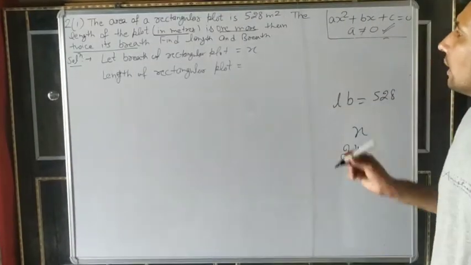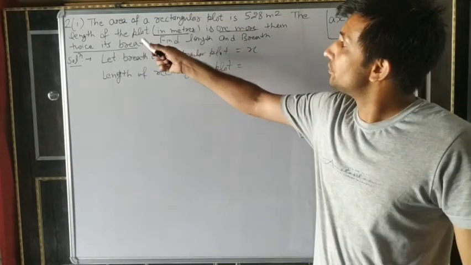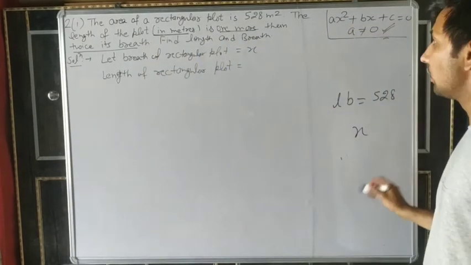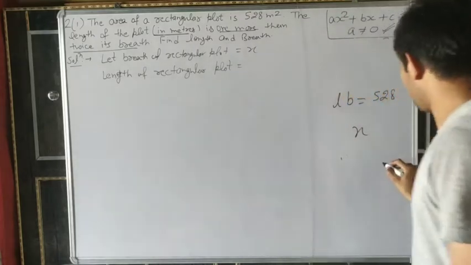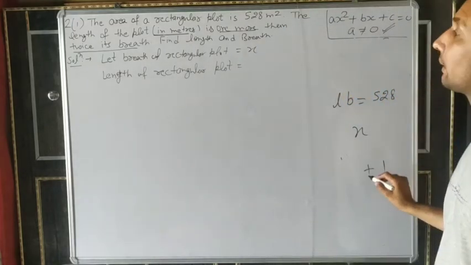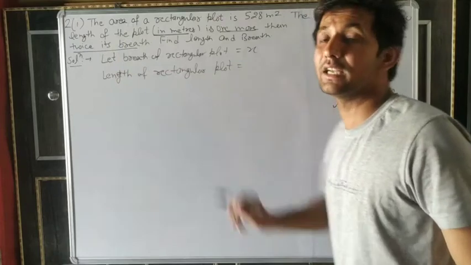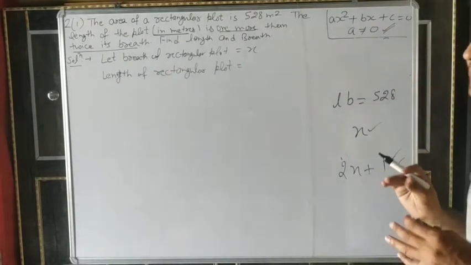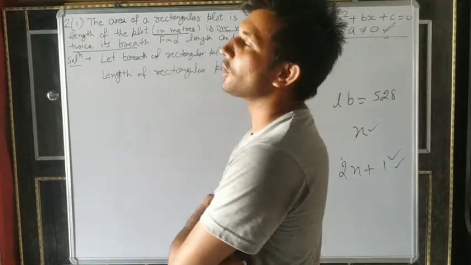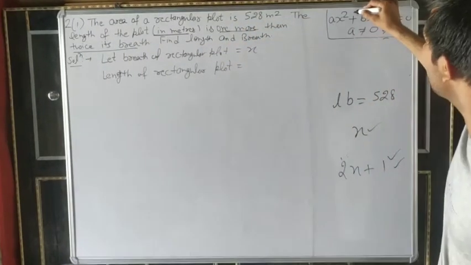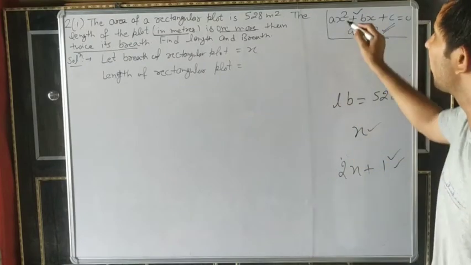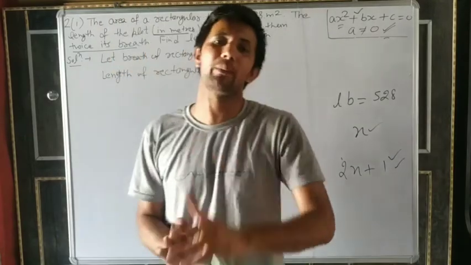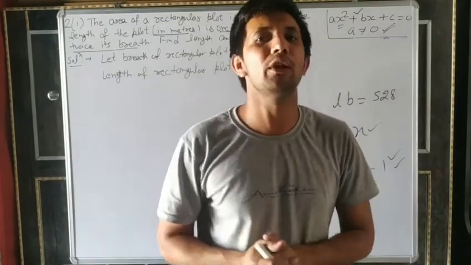So we know the length is one more. One more mean 1 plus. Whose? Twice its breadth. If breadth is x, so 2x. So that is the length. Because, dear, we want to make a quadratic equation, and a quadratic equation we use in only one variable. The variable is x. That's why here we will not take two variables x and y. We will use only one variable.